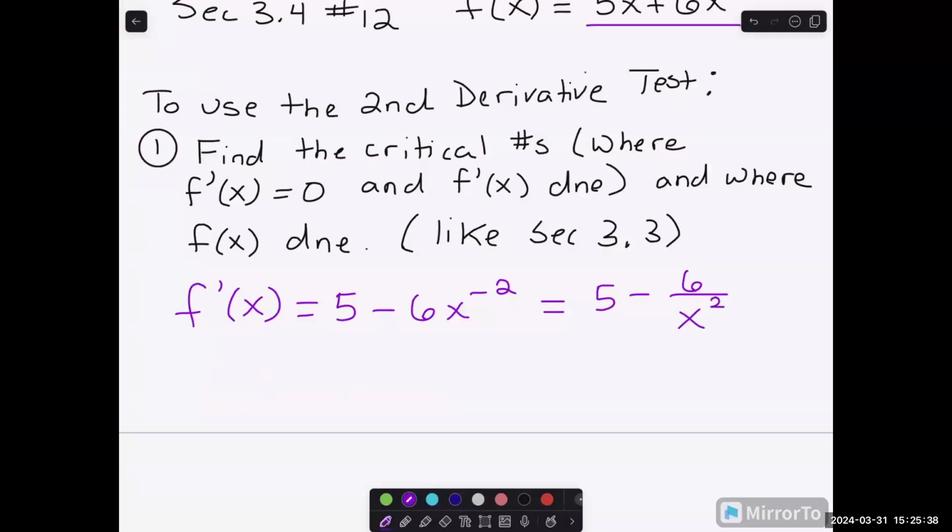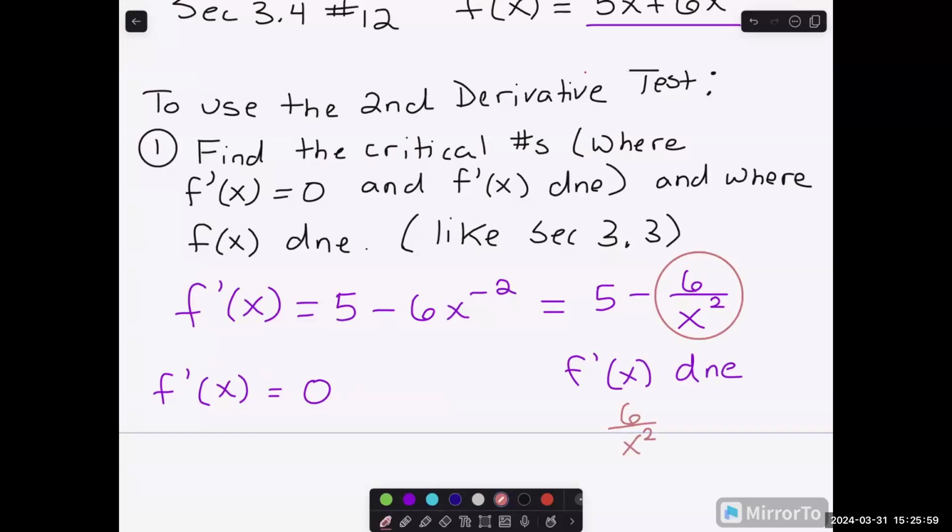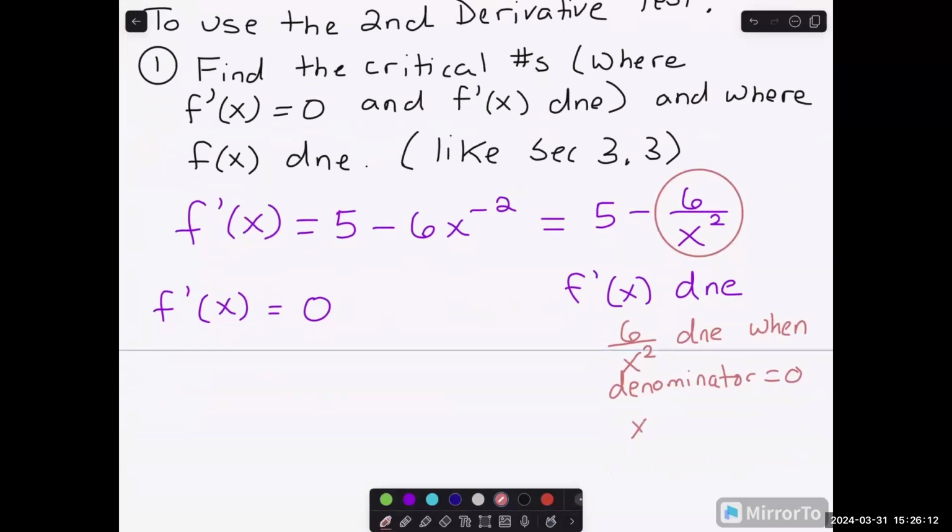Another way that we can write this is 5 minus 6 over x squared. This way it's easier to find out where f prime of x equals 0 and where f prime of x does not exist. If you have a fraction, which we do in this case, the derivative will not exist when the denominator is 0.